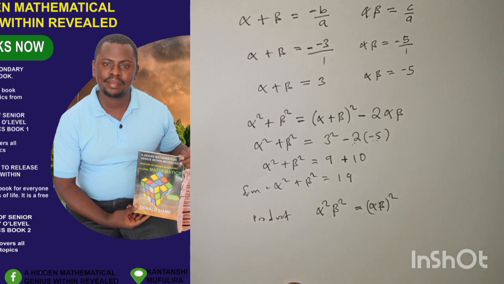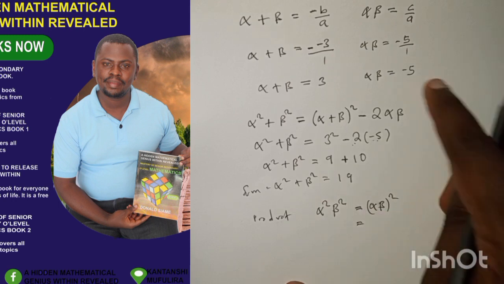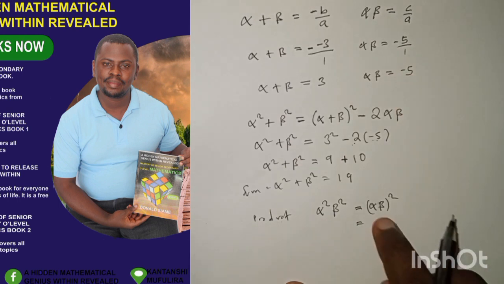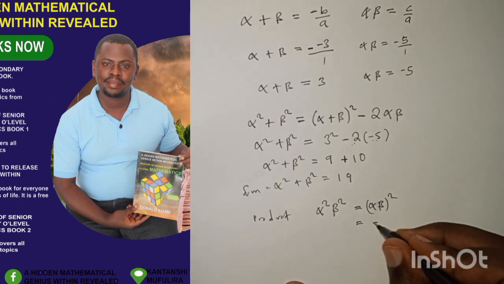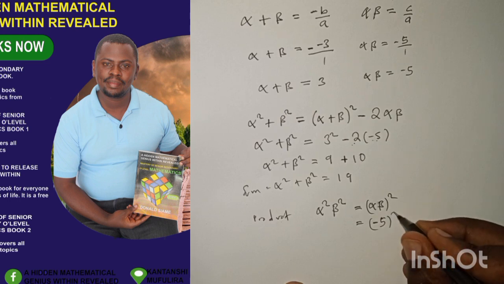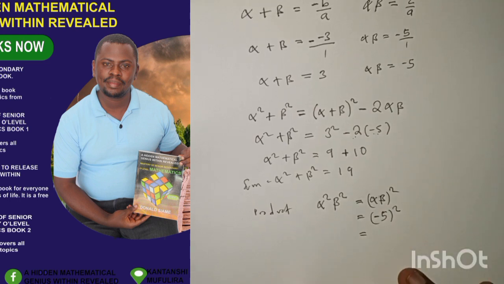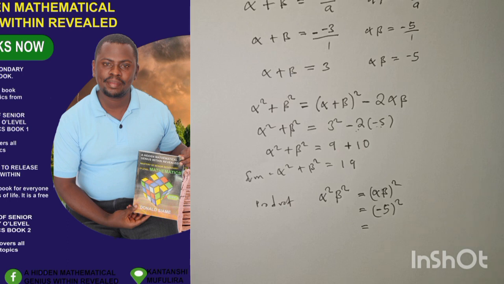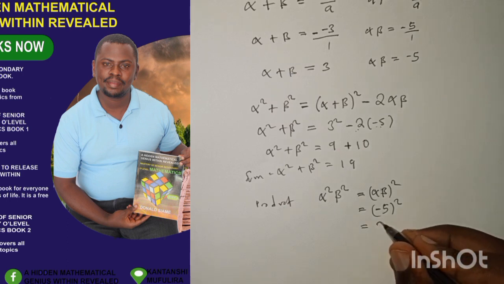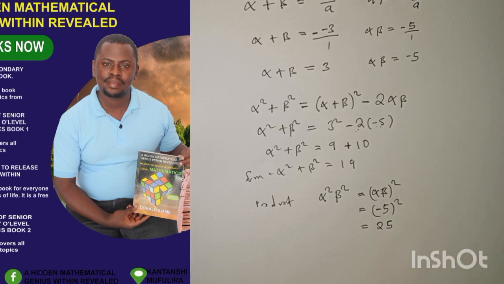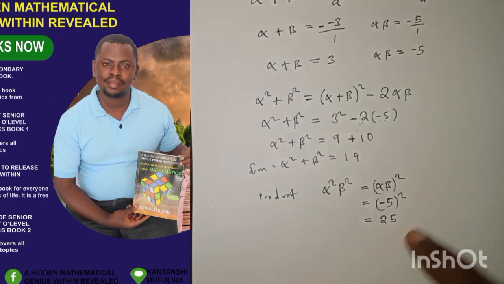So here alpha beta, we know it's minus 5. So where there is alpha beta, you put minus 5. So we are going to have minus 5 squared, that is minus 5 times minus 5. We are going to get 25. So we have the sum and product. Sum is 19 and product is 25.